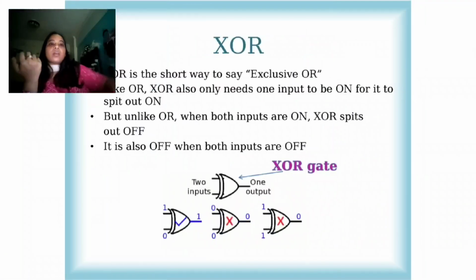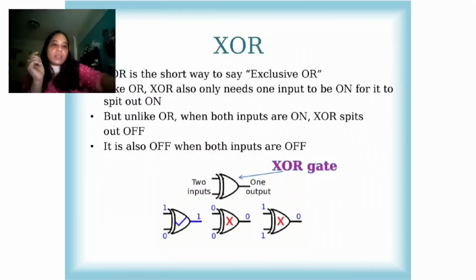Okay, and next, the XOR gate. XOR is the short form of exclusive OR. XOR needs only one input to be on. For example, if both inputs are on, XOR is off. If both inputs are off, the output is also off. When we pass the off condition, you get the output in the off position.